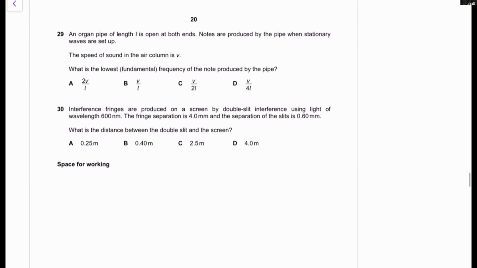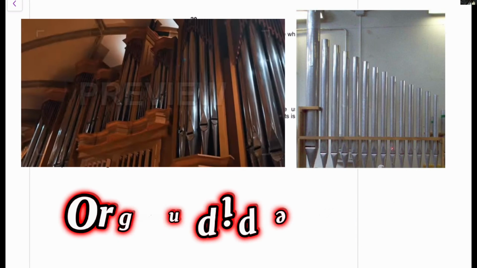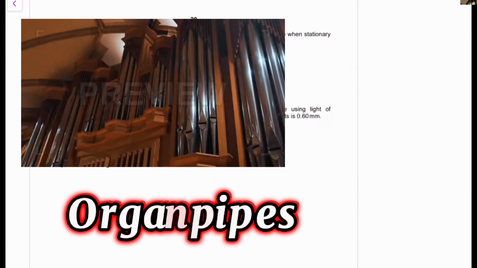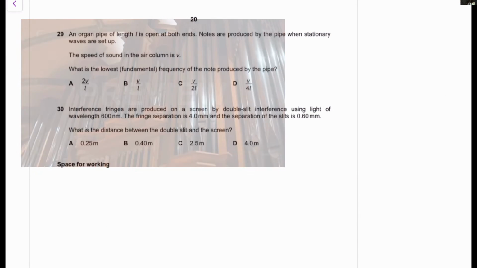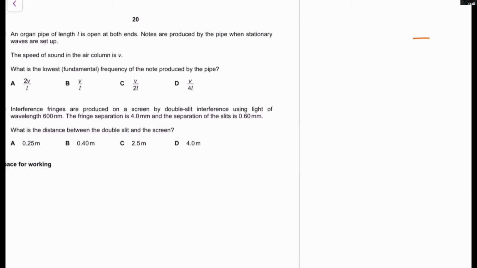Okay. With question 29, you'll be given an organ pipe. If you haven't seen an organ pipe, you're seeing it right now on the screen. It's of length L and it's open on both ends. So what does it mean? It means that we're going to have something like this. Bear with me, guys. We're going to have an antinode here, and we're going to have another antinode in that direction.